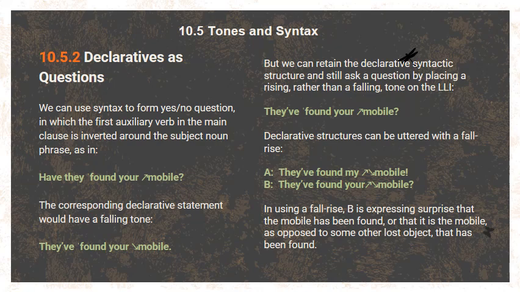Declarative structures can be uttered with a fall-rise. Example like this dialogue between A and B. A said, they found my mobile. And B said, they found your mobile? In using a fall-rise, B is expressing surprise that the mobile has been found, or that it is the mobile, as opposed to some other lost object, that has been found.